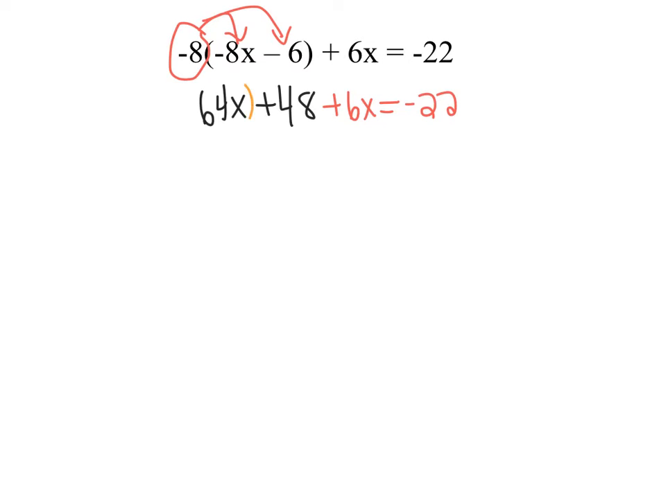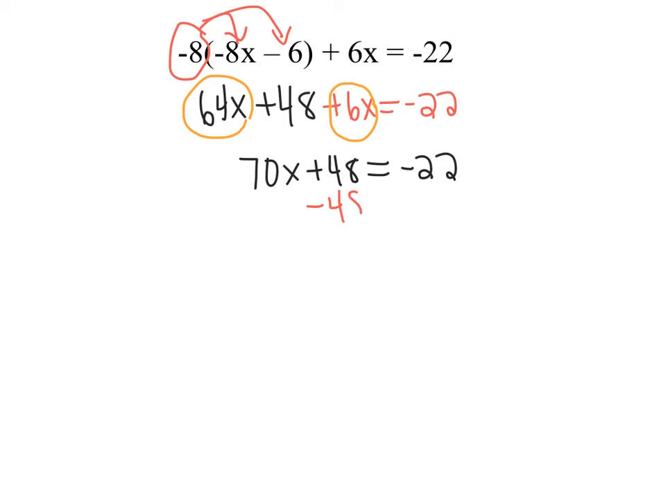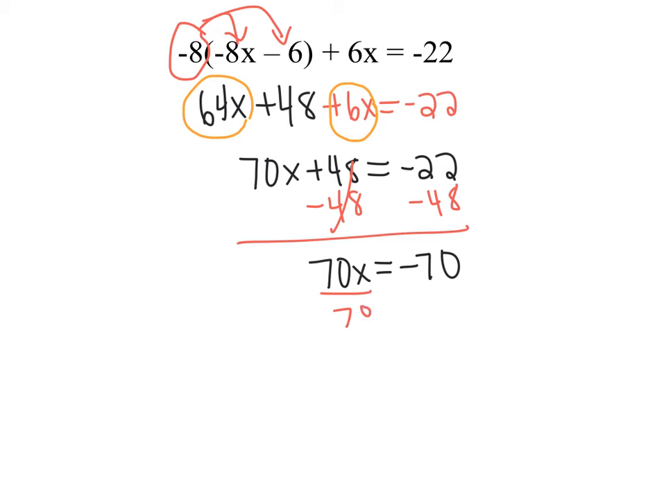So I'm combining 64x with 6x to give me 70x, and I bring down everything I haven't used. So 70x plus 48 is my new simplified left side of the equation, and that equals -22. I isolate my variable by subtracting 48 on both sides. Now I have 70x equals -70, and I divide by 70 on both sides, and x is equal to -1.